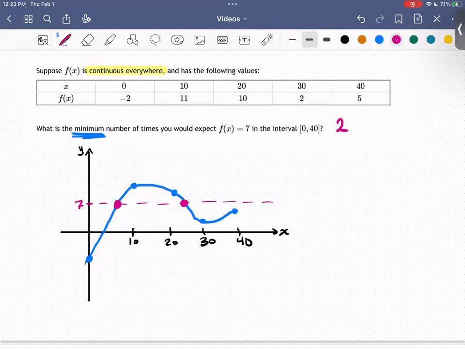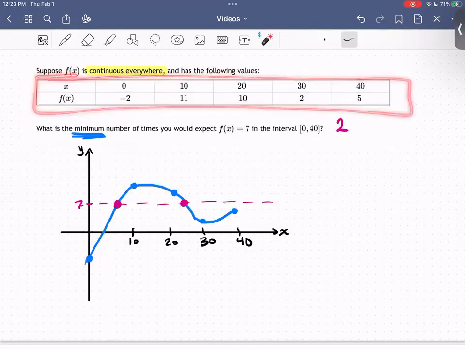Okay, in your homework you'll probably have different values here and a different value here. So try to sketch a little picture and see what the minimum number of times you'd have to cross the given height is for your function. Let me know if you have any other questions.